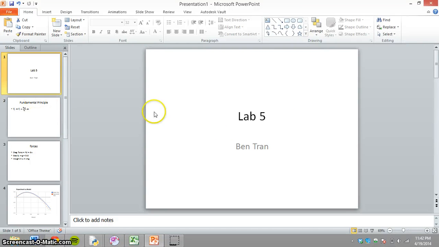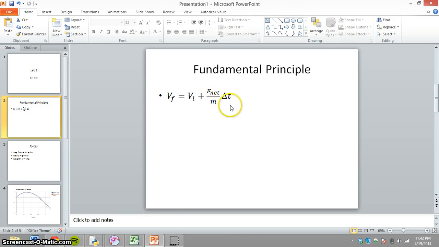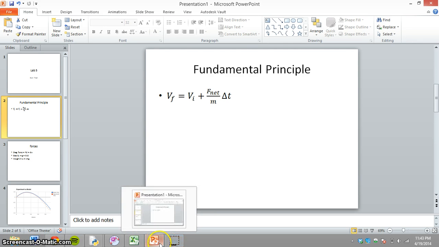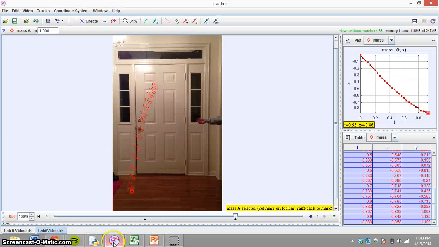Alright, in this lab we're looking at projectile motion in two different directions, the x direction and the y direction. The fundamental principle that we're going to be using is Newton's second principle, which is v final equals v initial plus F net over m over delta t, times delta t. Alright, this is the video that we're going to be looking at.